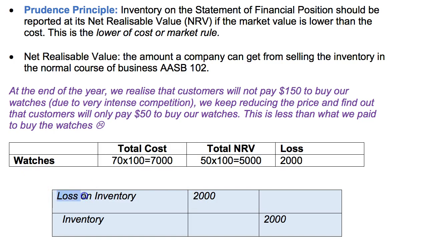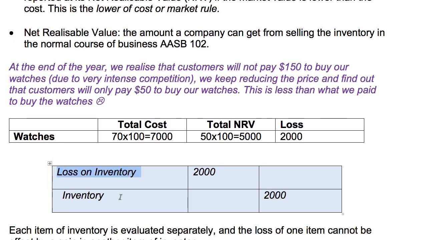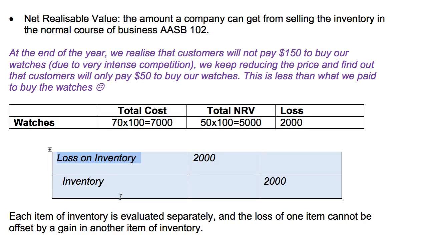The debit is going to be a loss on inventory. This is an expense item because if we can't sell our inventory for more than the cost, then that's cost us a lot of money. That's an expense. Each item of inventory is evaluated separately, and the loss of one inventory item cannot be offset by the gain in another item of inventory.